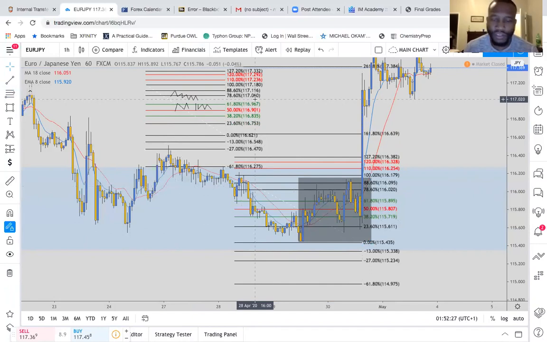38.2, strong impulsive move to the downside. 61.8, market patterns. 78.6, market patterns and a slow transition to the downside, right? 88.6, no market patterns, just a slow transition to the downside.